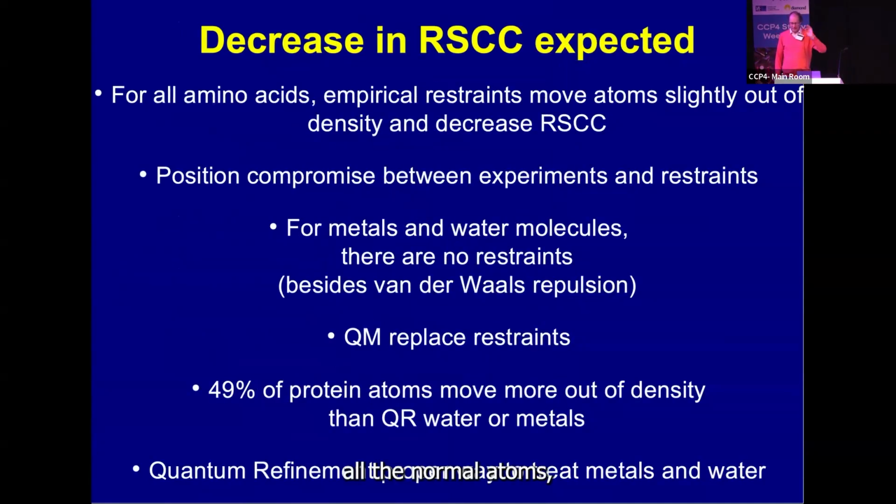all the normal atoms, the amino acid atoms, are restrained by the empirical potential, but the metal sites and the water molecules are not, because you don't have any good empirical potential for them. And if you compare how much they move out of the density, it is exactly the same as for the protein atoms. So 50% of the protein atoms move more out of the density than the metal and water molecules do. So we will argue that quantum refinement is the proper way to treat metals and water in cryo-EM structures.